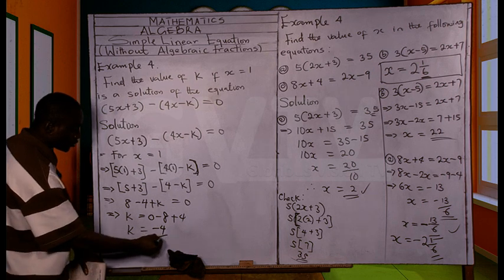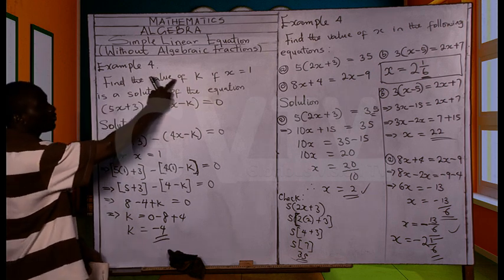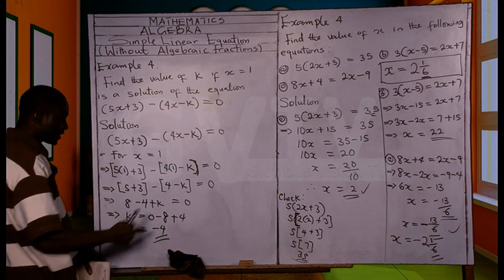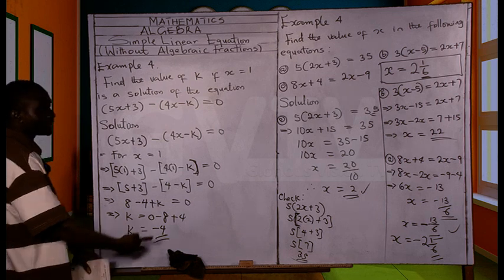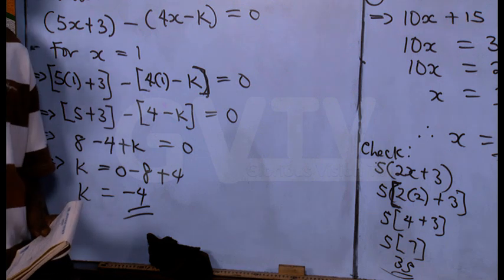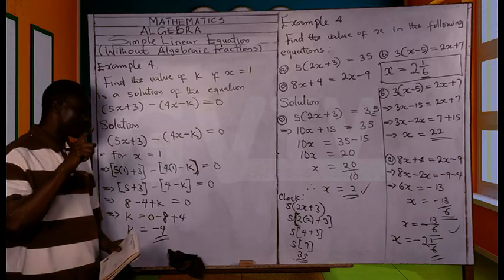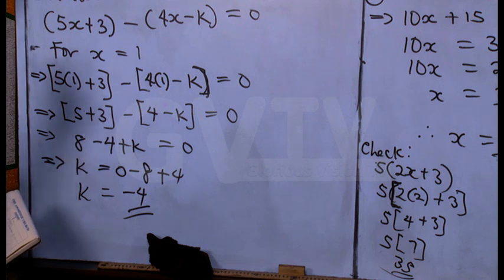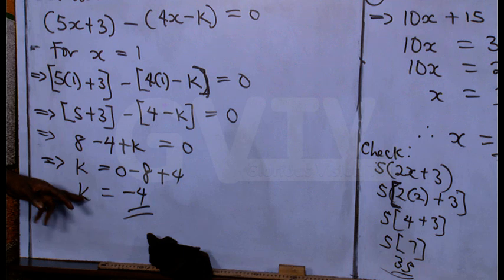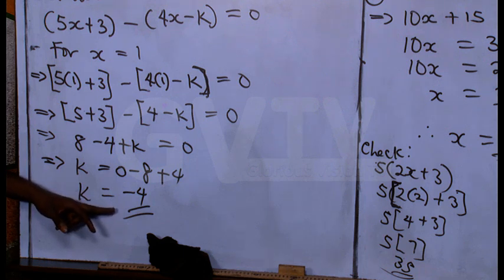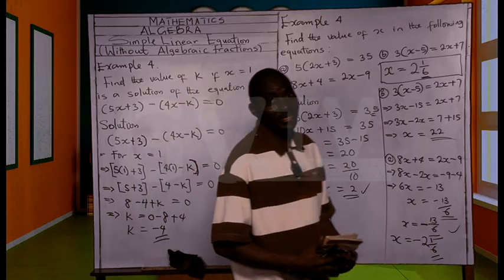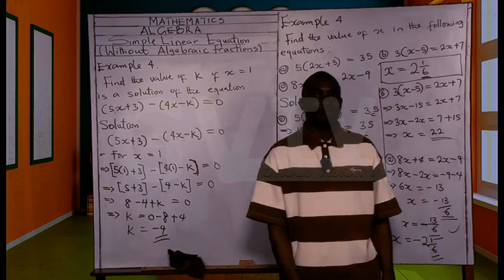Okay, so the question says find the value of k. So the value of k is what? Is minus 4. Sorry, 4 is not the value of k, but minus 4 is the value of k. There is a difference between 4 and minus 4, negative 4 and positive 4. So the value of k now is minus 4. Okay, I hope you understand what you have done so far.